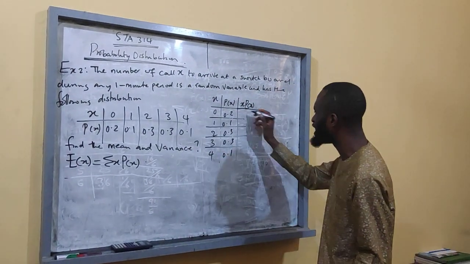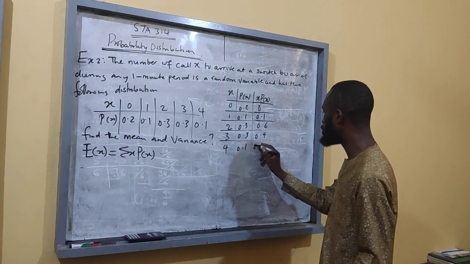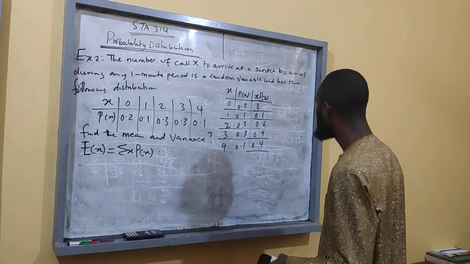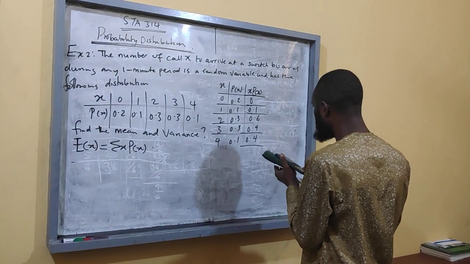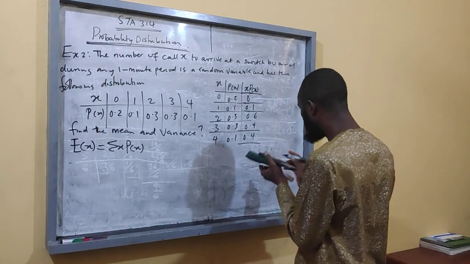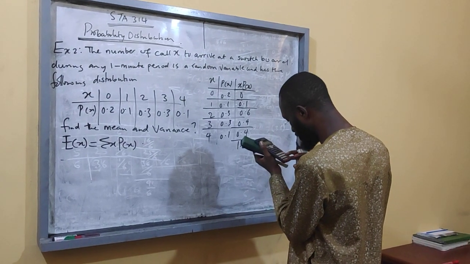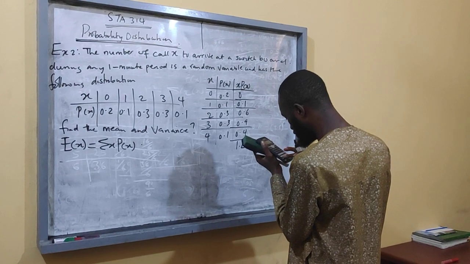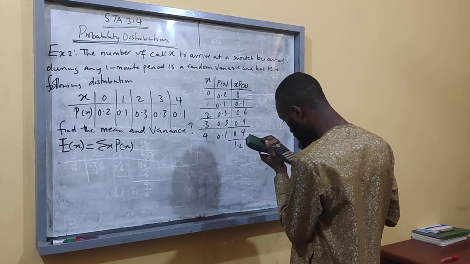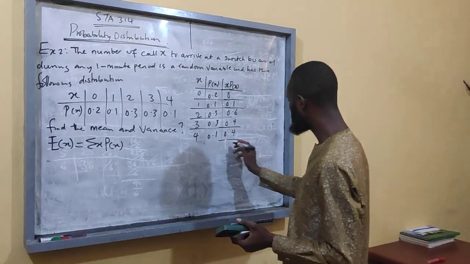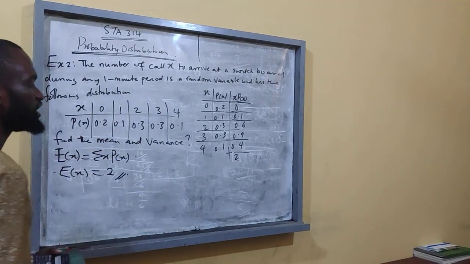0 times this is still 0. 1 times 0.1 is 0.1. This is 0.6. This is 0.9. And this is 0.4. Then if I add everything together, I have 0.1 plus 0.6 plus 0.9 plus 0.4. This will give me 2. Yes, this is 2. Then my expectation of x is 2.